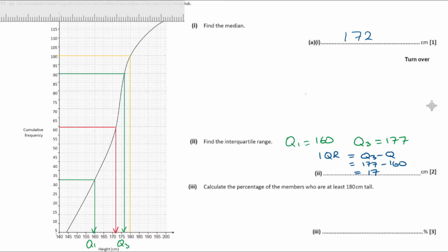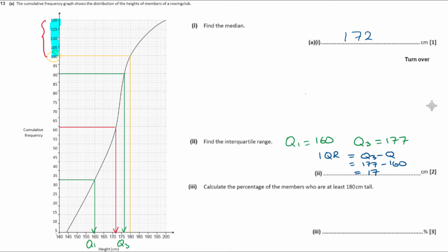Okay, so that is the number of people who had a height of 180 or less. So we want to know the percentage of members who are at least 180 tall. So actually what we want is these people who are taller than 180. Okay, so we want these people here. So what's that as a percentage then? The number who are 180 or taller are going to be these people.